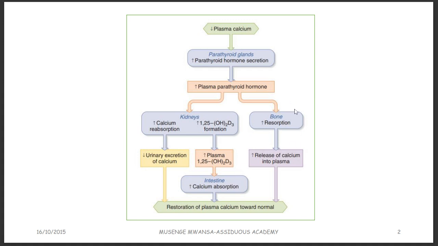Another effect is going to be on the bone. Bone is actually one way in which the body stores a lot of calcium. The same parathyroid hormone that has been produced is going to stimulate the bone to start breaking. So there's going to be bone resorption. When the bone breaks, it's going to release calcium, and that calcium is now going to go into blood to maintain the normal levels.